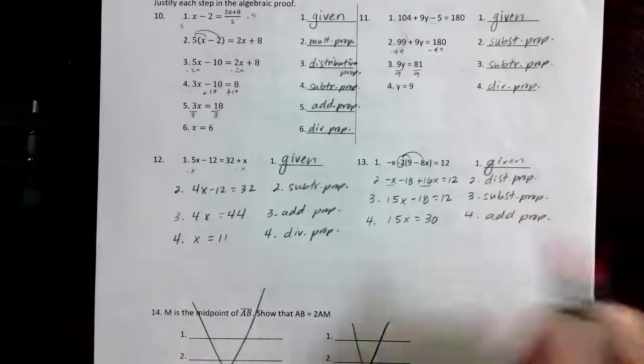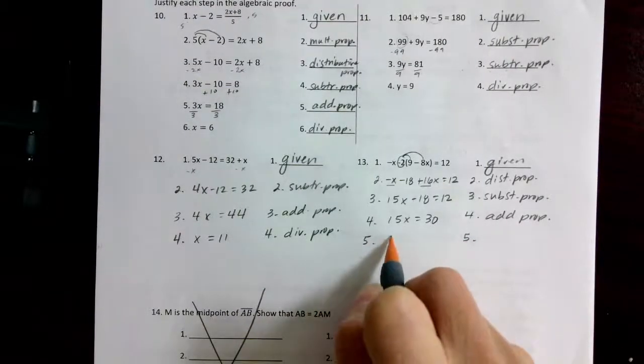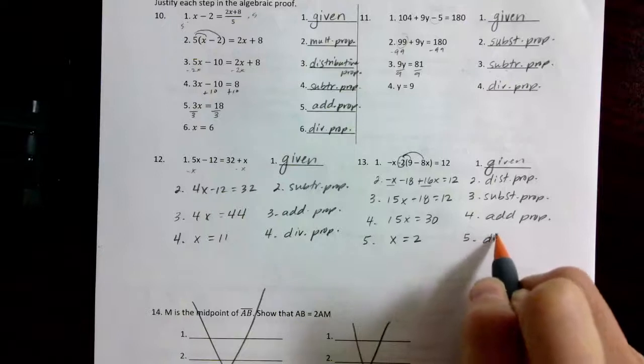And then my last step, what would you do to solve for x? You would divide by 15. I'd get x equal to 2 using my division property.